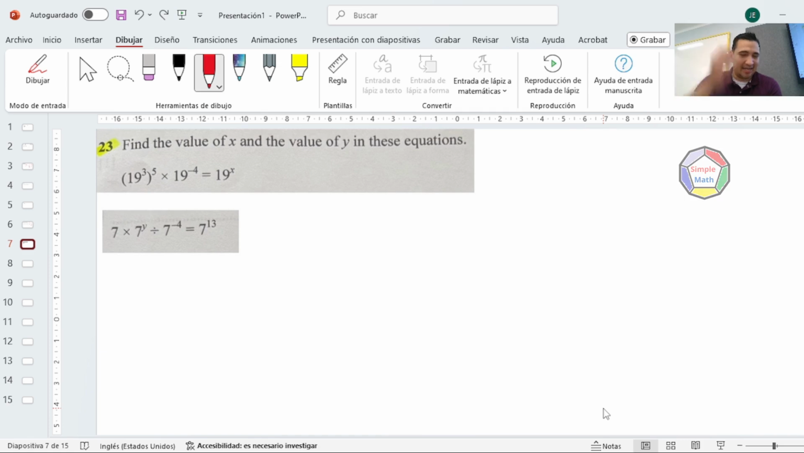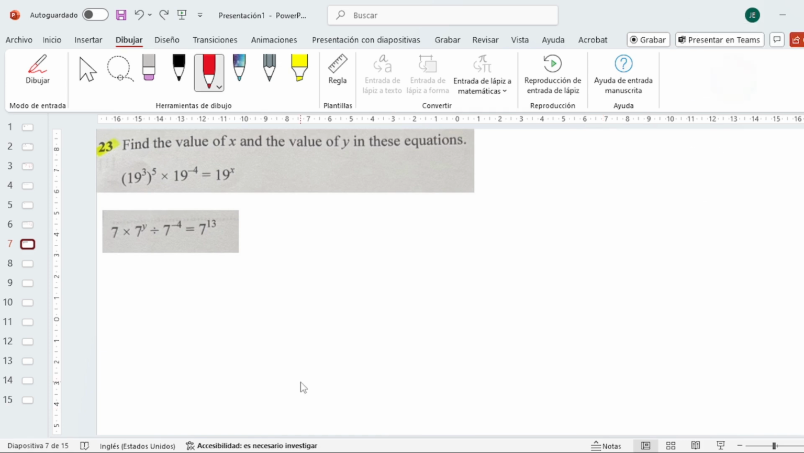All right, let's begin. It says, find the value of x and the value of y. We need to get the value of x and the value of y. In these equations, we have a first equation. So in this one, we have to get the value of x. So let's think a little bit.